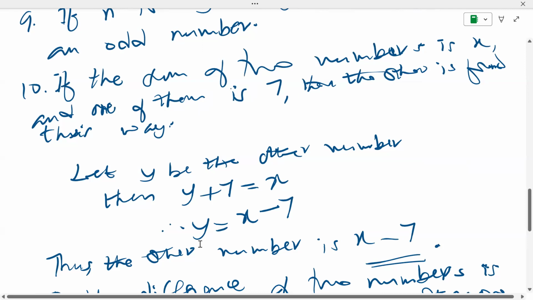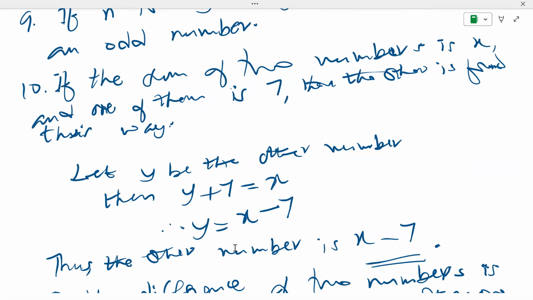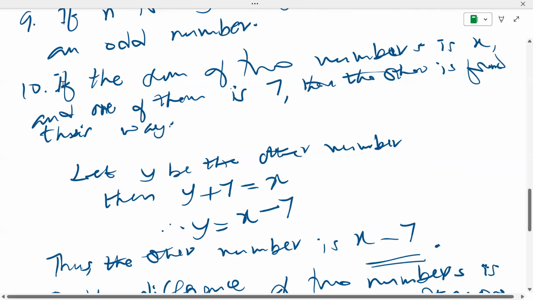Now we want the value of y, which is the other number. So we make y the subject by subtracting 7 from both sides. The other number will be x minus 7. So we take note, and that is how we normally translate word problems into mathematical expressions. The whole of this sentence up to 7 has been expressed in this form: y equals x minus 7, where the value we are looking for is actually x minus 7.